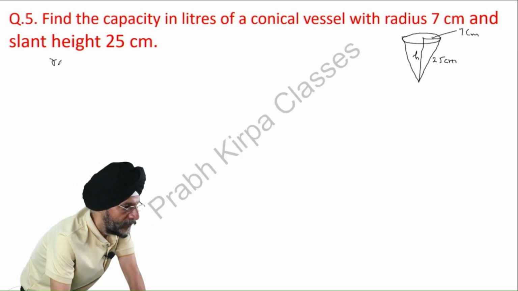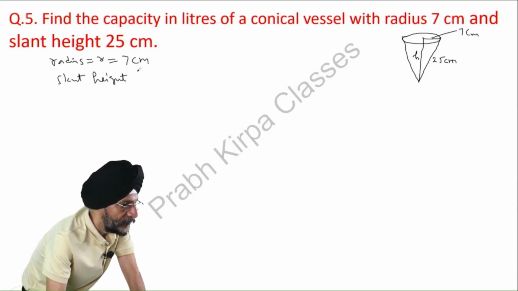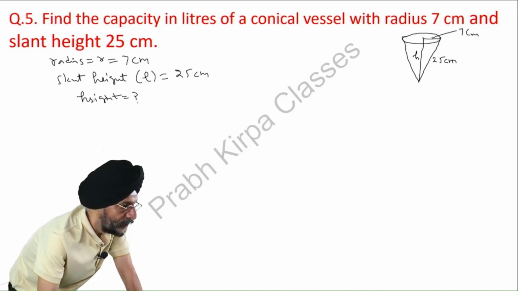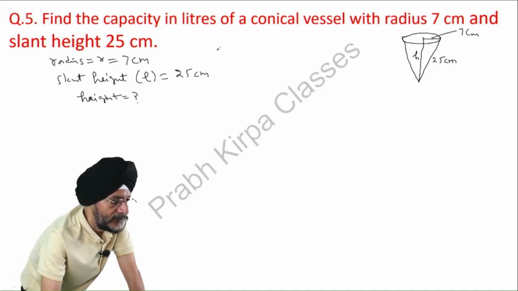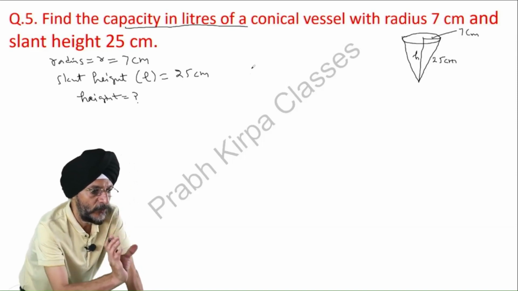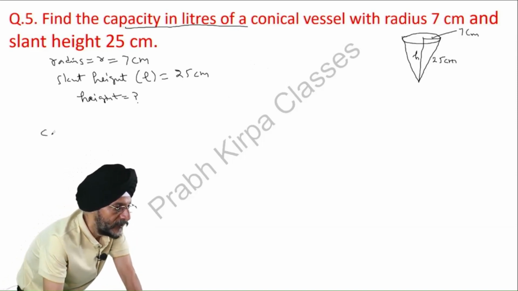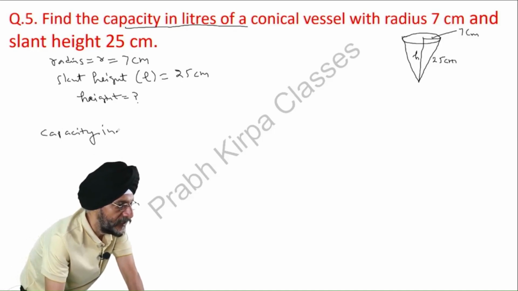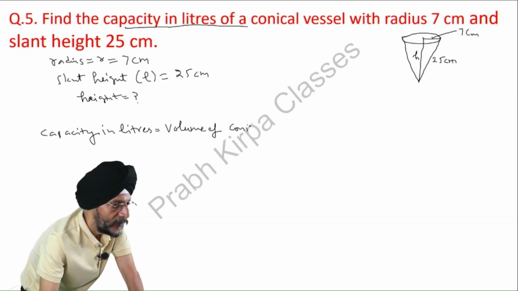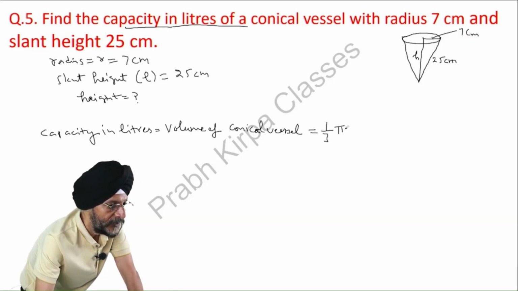So we will write here radius r is equal to 7 centimeter. Slant height L is equal to 25 centimeter. Height is not known to us. What is the value of capacity in liters of the conical vessel? It means that we have to find out the volume of the conical vessel. Capacity in liters is equal to volume of conical vessel. What is the volume of the conical vessel? It is equal to 1 over 3 pi r square h.